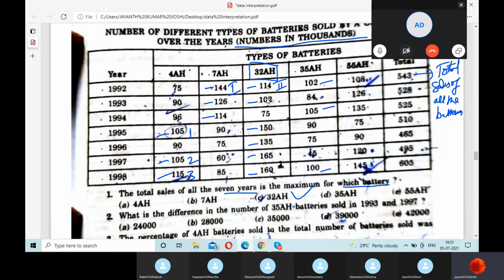Question number 2. What is the difference in the number of 35Ah batteries sold in 93 and 97? 35Ah 93 sales are 84 and 97 sales are 45. So what is the difference between 84 and 45? Can I say 39? Yes. So 39,000 is the answer. All of you please check the second question. I'll go for the third one. Everyone clear?